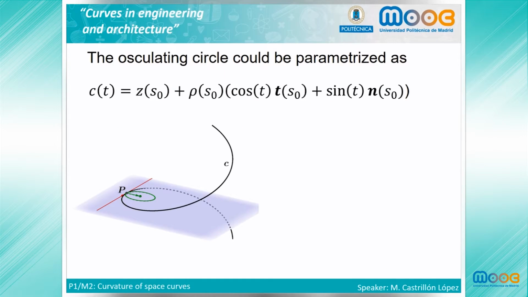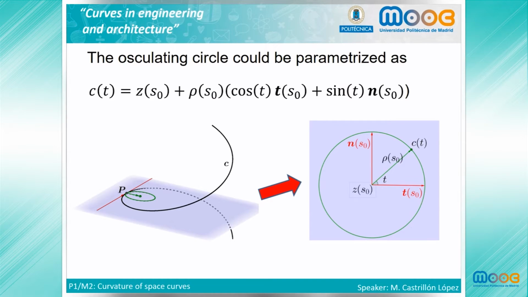The osculating circle can be parameterized as you have on the screen. This is the parameterization by the angle θ of the circle in the osculating plane, you can see it in the image, whose center is C of S0 and the radius is ρ of S0. The term osculating comes from the Latin root to kiss because the osculating circle has second-order contact. That is, it has the same tangent and the same normal as the curve at that point P.